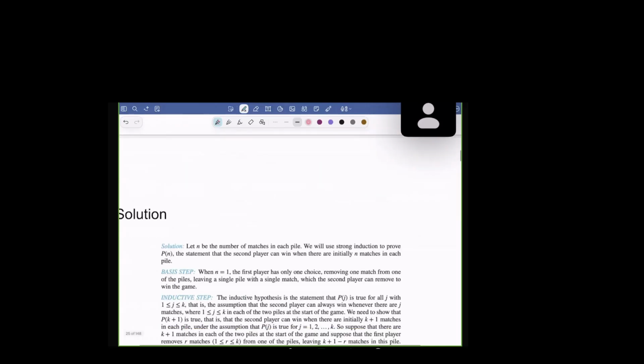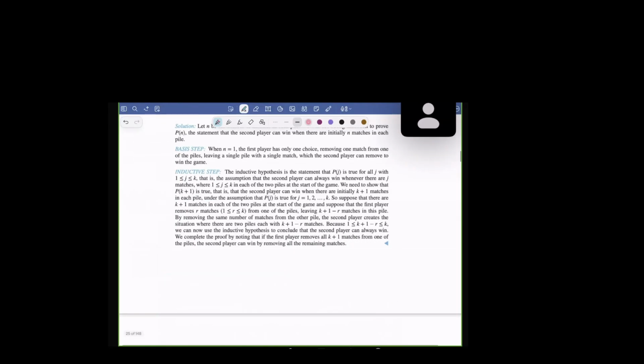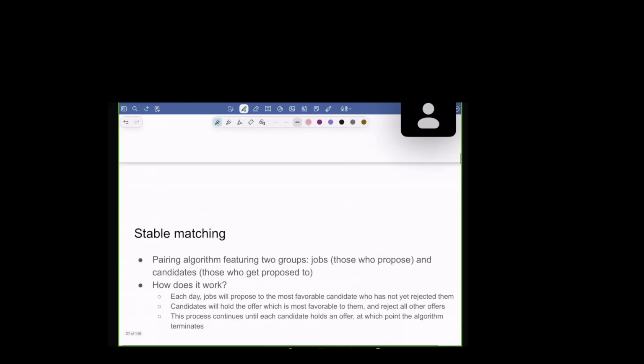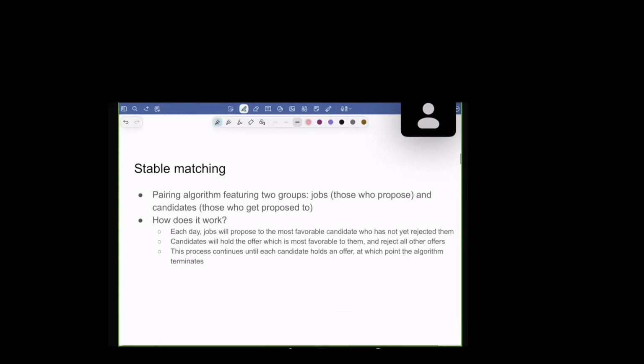So yeah, if there are no more questions, I will pass it on to Lyria for stable matching. All right, I will be taking over now, and we're going to go through stable matching. We are a little bit tight on time, so I'm going to try to go through this as quickly as I can. The basic idea of stable matching is you're trying to pair two groups.